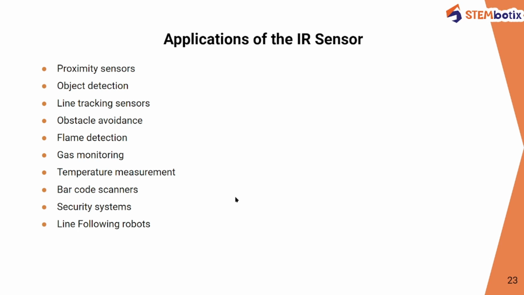Let us see the applications of the IR sensor. The IR sensor can be used in proximity sensors to detect objects, in line tracking sensors, obstacle avoidance, flame detection, gas monitoring, temperature measurement, and also barcode scanners to make security systems. And if you want to make a line following robot, then you can also use IR sensors.